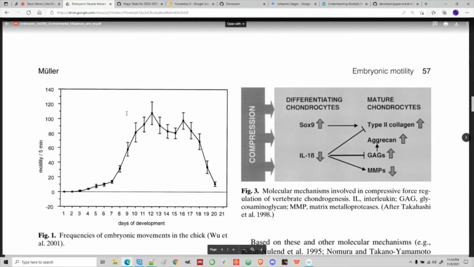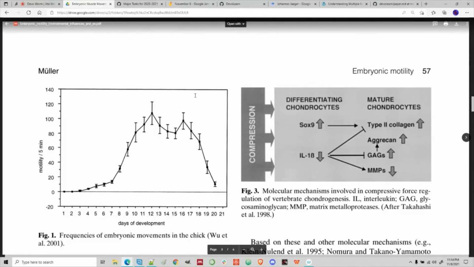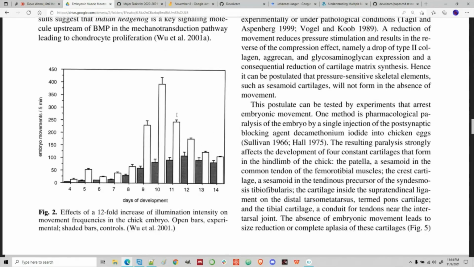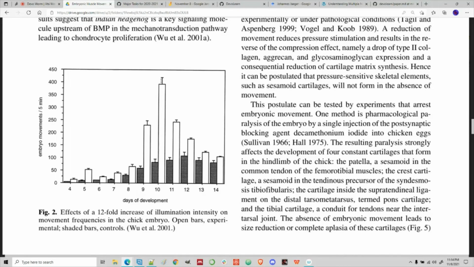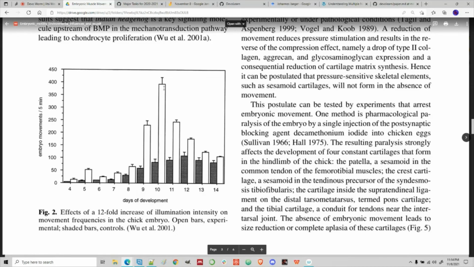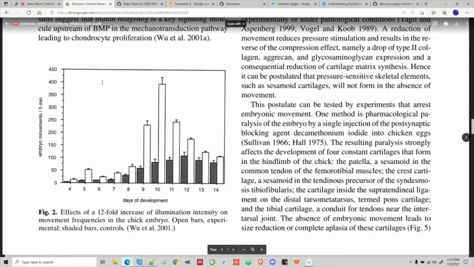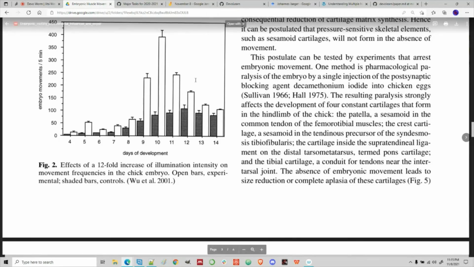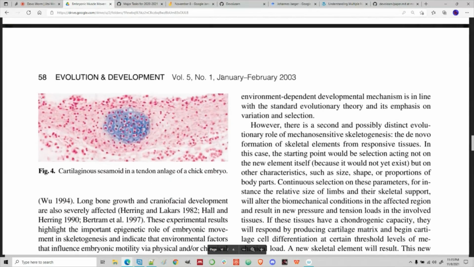This is the normal state of affairs, where the embryo is generating these spontaneous movements about 2/3 of the way through development. And again, you see the same pattern here, except that in the case of the enhanced exposure to light, the peak of movement occurs earlier, but it's also much more frequent. So you can see that there's a sizable effect of light stimulation.